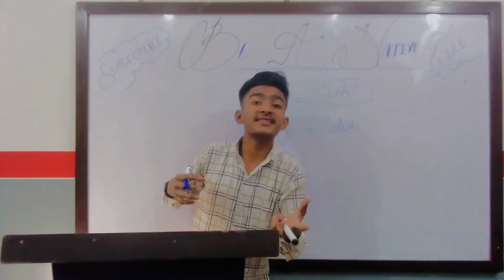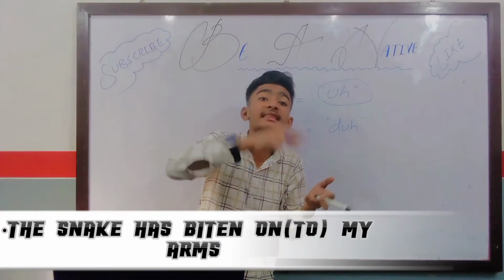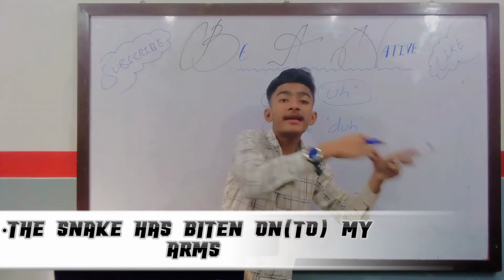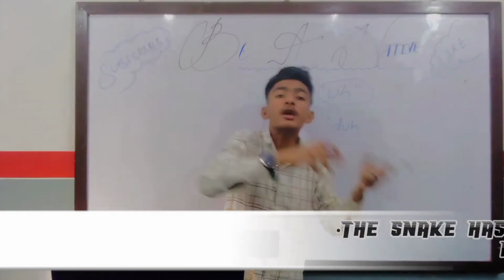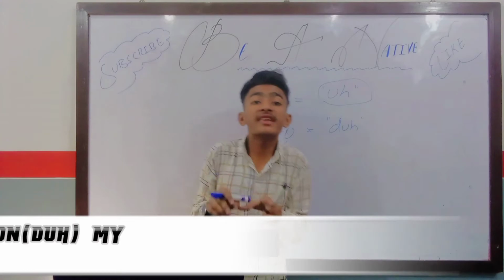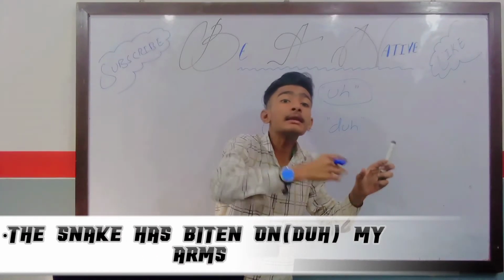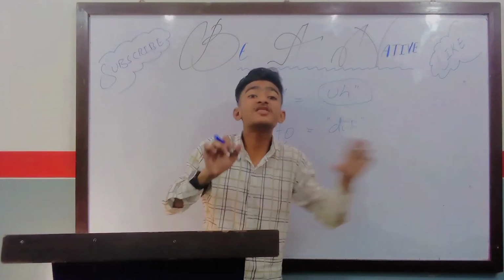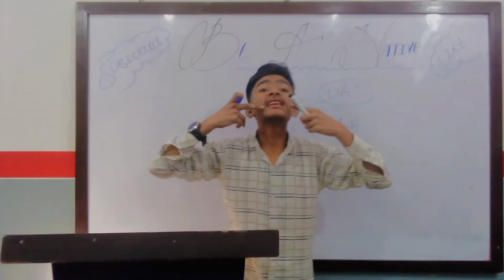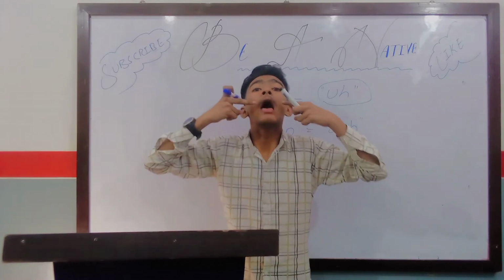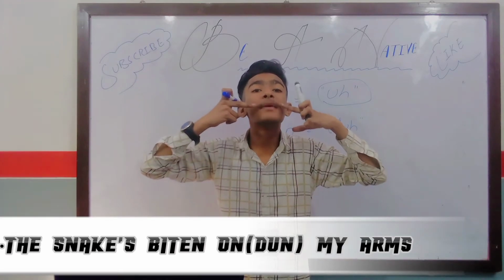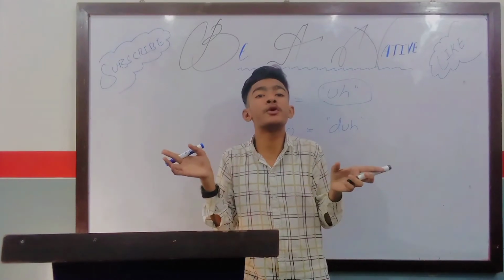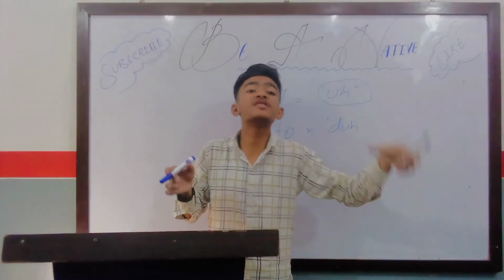So the other sentence is, the snake has bitten onto my arms. So how to contract the words? The snake has bitten on the. It's not "on to", it's "on the". The snake's bitten onto my arms. The snake has bitten on my arm. If you're in the super speedy mood, it'll be sounding like, the snake's bitten onto my arms.